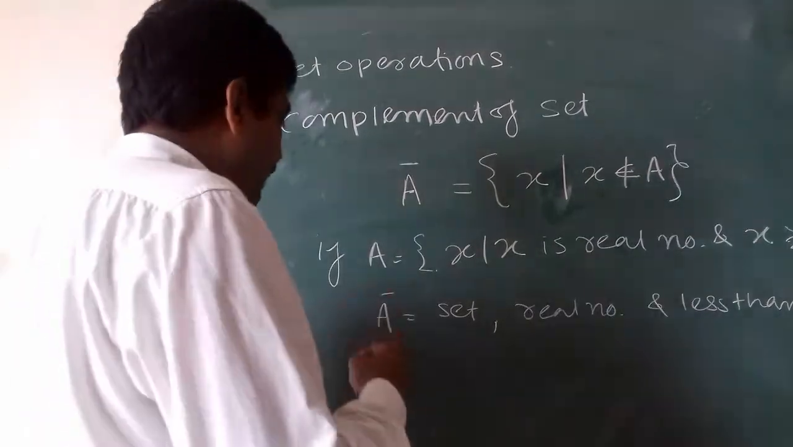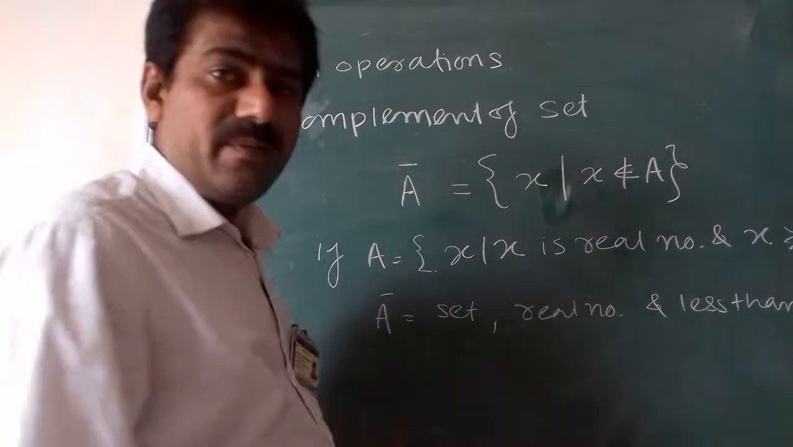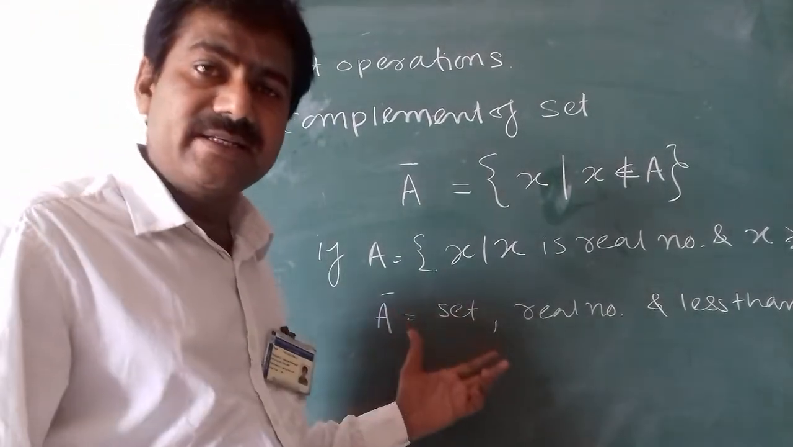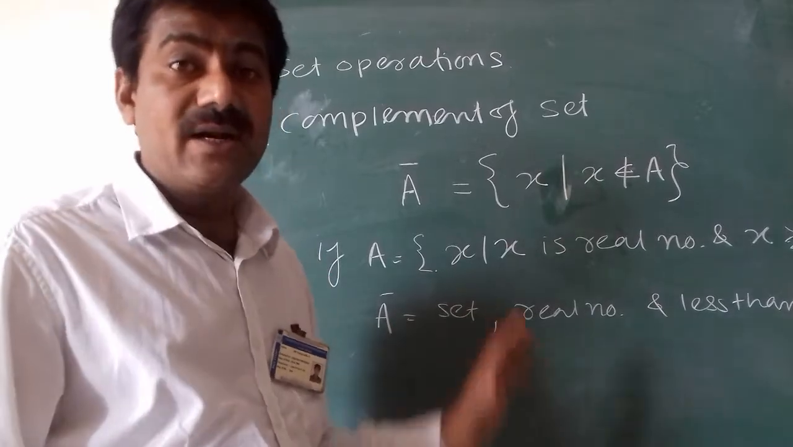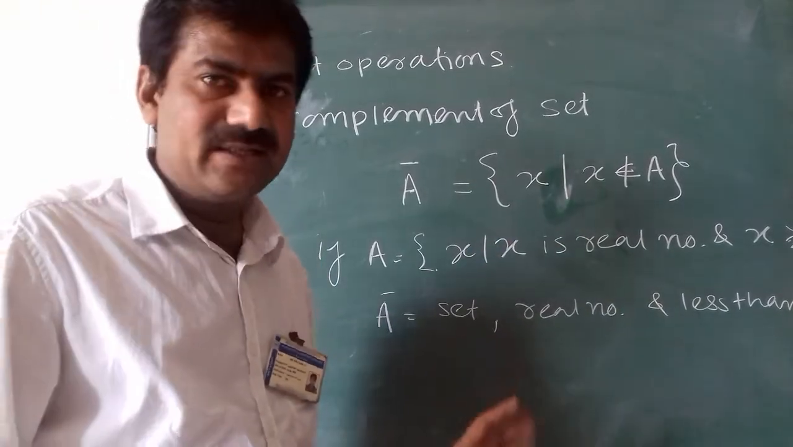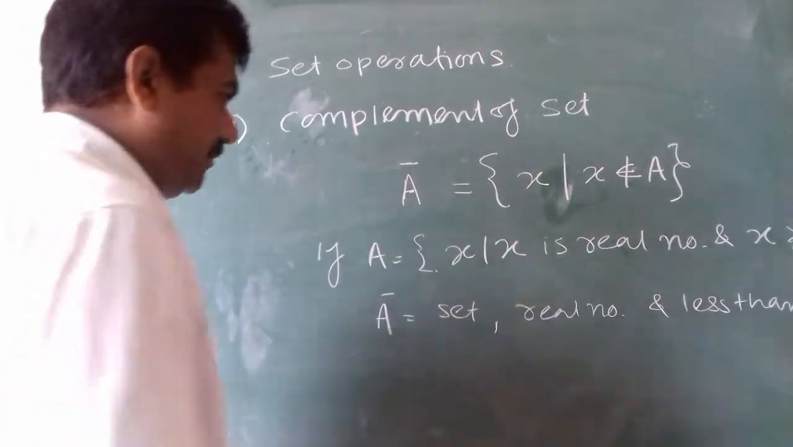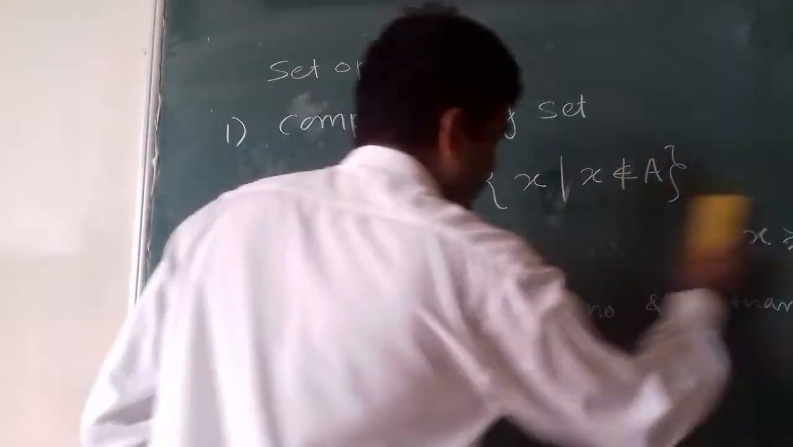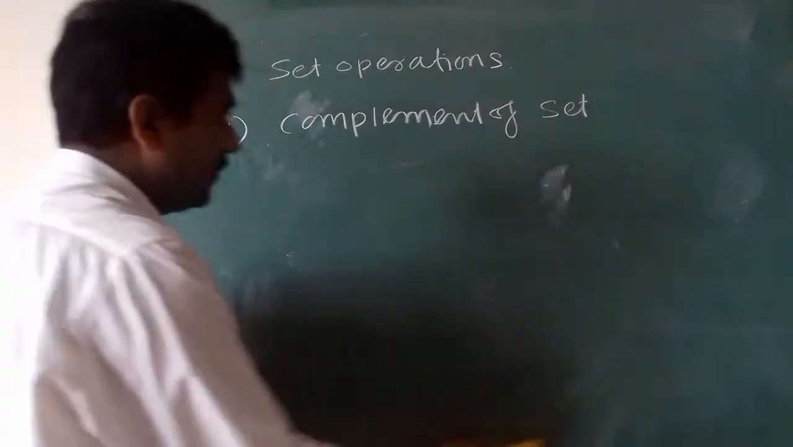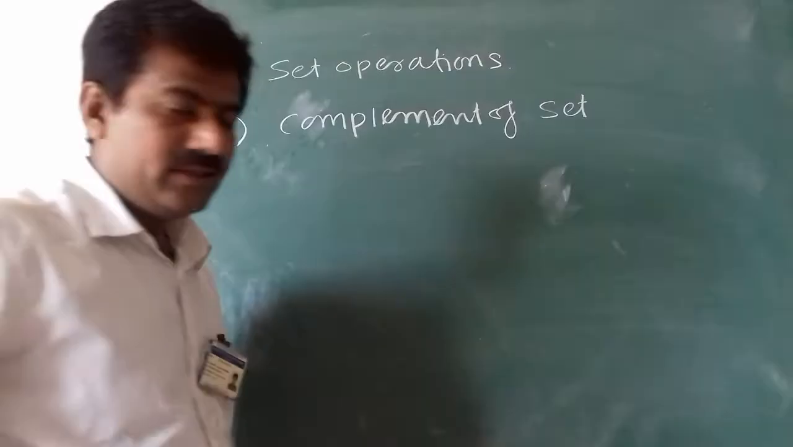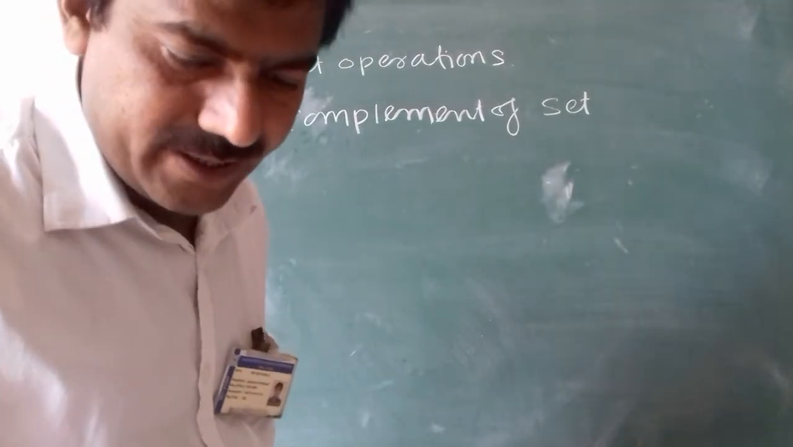Okay. So if A contains some elements, then A complement will be a set which does not contain the elements which are there in capital A. That is the complement of A. Okay. So this is the complement of a set.